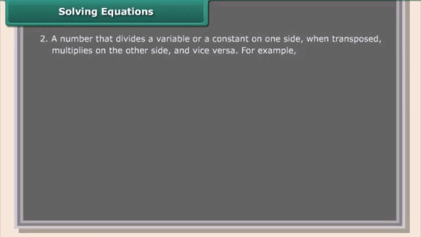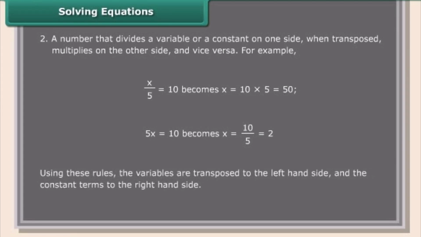2. A number that divides a variable or a constant on one side, when transposed, multiplies on the other side and vice versa. For example, x upon 5 is equal to 10 becomes x is equal to 10 into 5, which is 50. 5x is equal to 10 becomes x is equal to 10 upon 5, which equals 2. Using these rules, the variables are transposed to the left-hand side and the constant terms to the right-hand side.